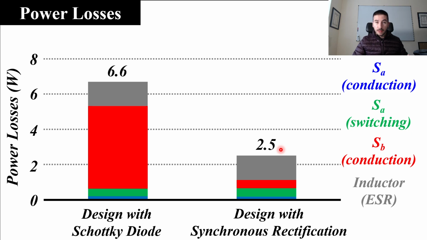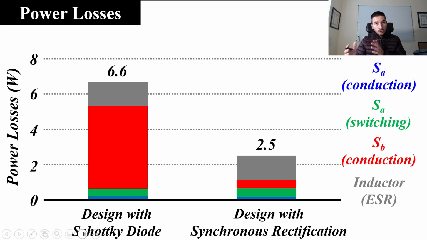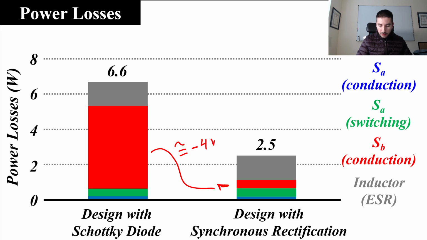Where do we have the improvement? Basically, the improvement is in the conduction power losses of the second switch, SV. When we replace the Schottky diode with a MOSFET, we obtain an important improvement in terms of conduction losses, and basically if you check the simulation and you evaluate the power losses, you will see that this improvement is around 4 watts. Okay, so we're reducing this quantity by 4 watts.